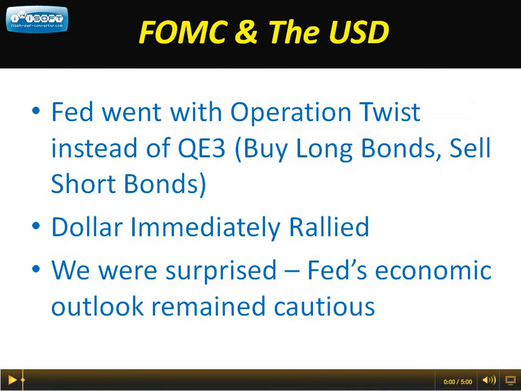Next I want to talk about the FOMC. The FOMC was pretty much a surprise, at least for us last week. They went with what was called Operation Twist, which is this idea to buy the long-dated bonds and sell the short-dated bonds. And they did this instead of going for a whole QE3 model. The dollar immediately rallied on this. We were actually pretty surprised, because we thought that the Fed would go along with QE3, especially being that they remain cautious with their outlook.